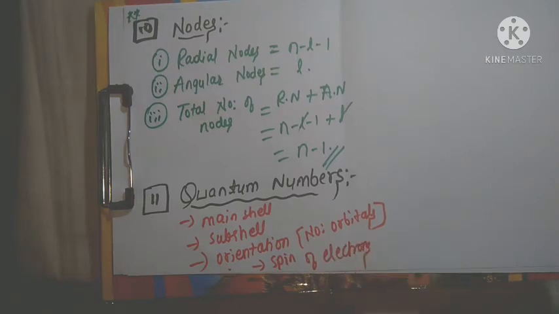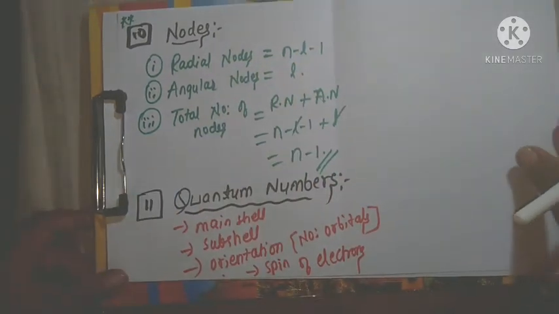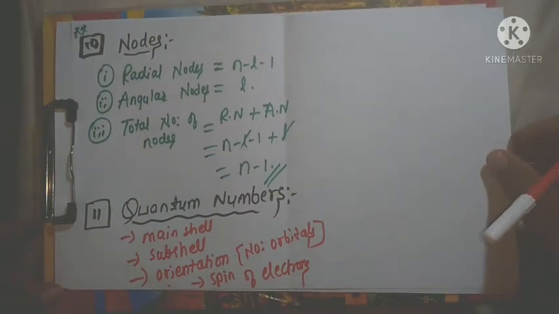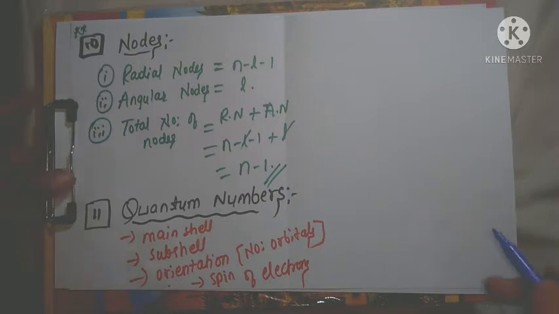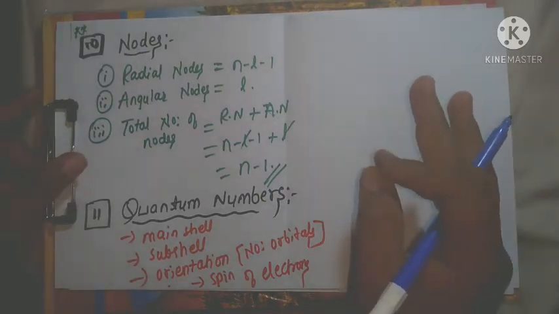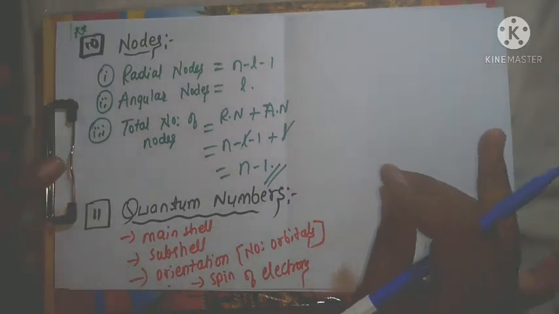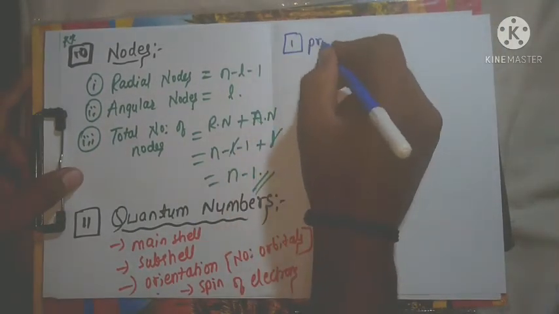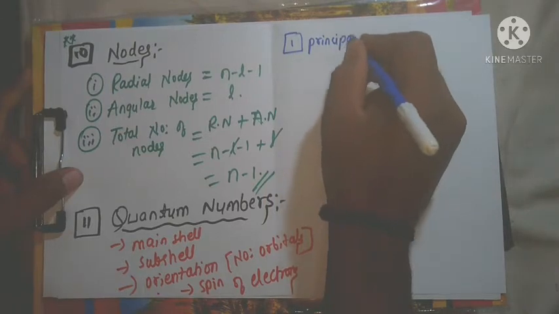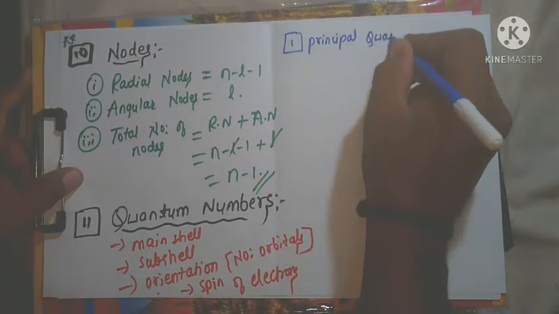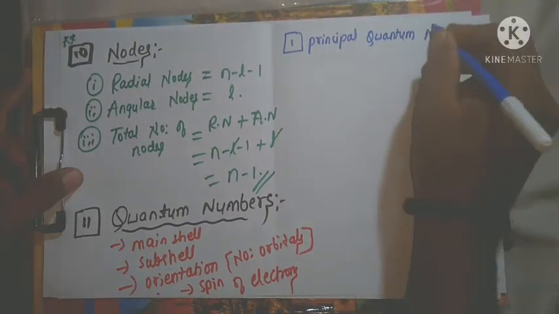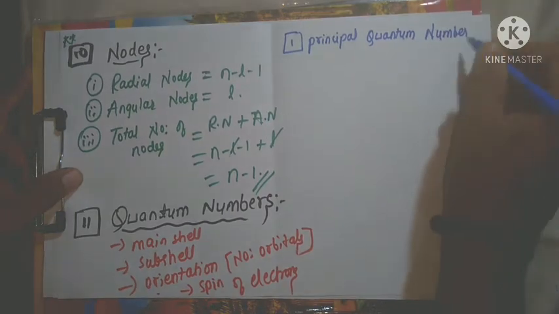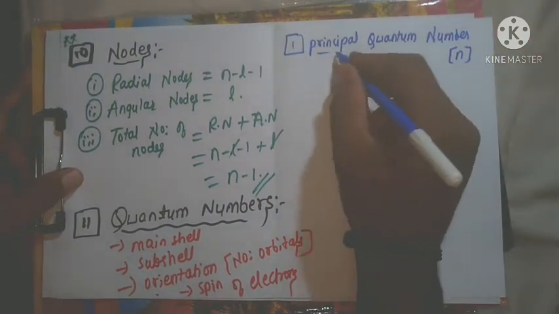Now totally there are 4 quantum numbers. Already we have discussed it very deeply in the theory classes. What are those? Principal quantum number, azimuthal quantum number, magnetic quantum number, spin quantum number. I am writing those 4 only. Now, the principal quantum number. Here the symbol is small n. First we will discuss one by one.